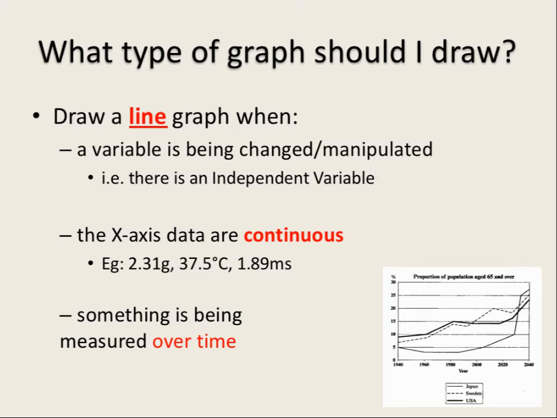So in terms of what sort of graphs should we be drawing and when, well, if we're looking at a line graph, it's generally to do with experimental data, in that something is being manipulated or changed, and it's often the independent variable. The x-axis is continuous, so we can have parts of, and often it's something that's measured over time. Sometimes we can have the y-axis being measured in time, but that will be more to do with a column graph instead. So if we have time along the x-axis, chances are it's going to be a line graph.